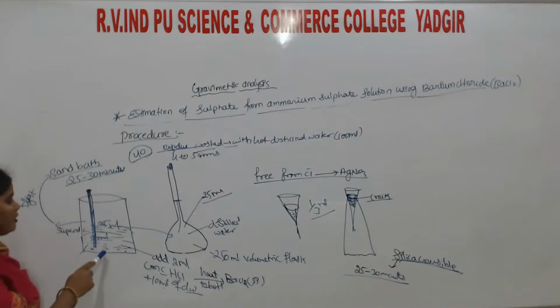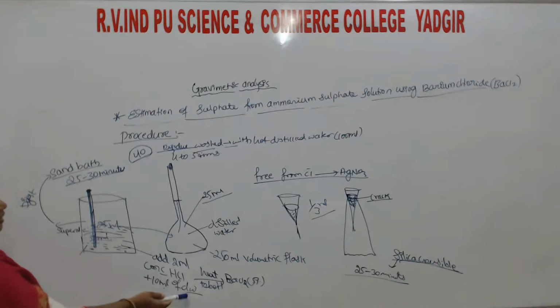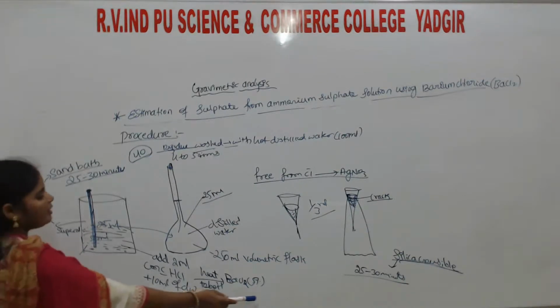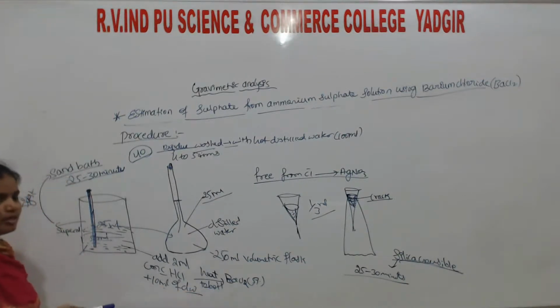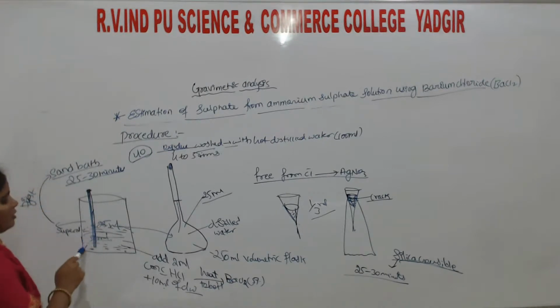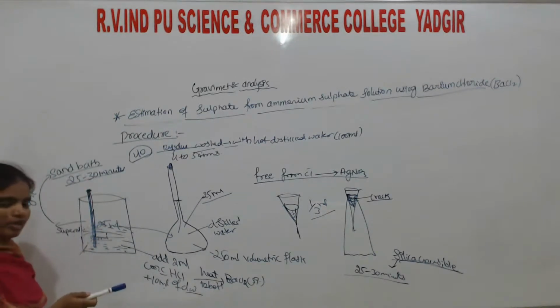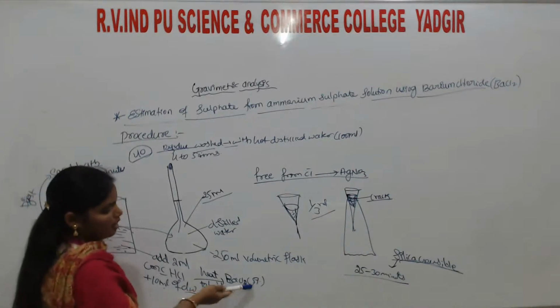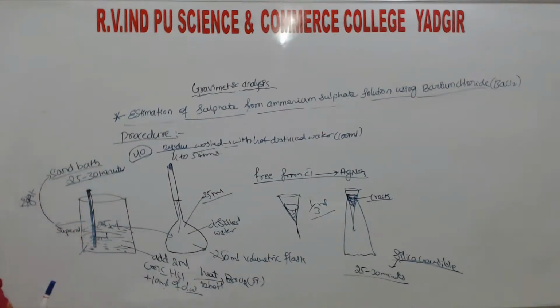is formed. After the barium sulfate precipitate is formed, you add barium chloride solution. Here the formation of barium sulfate takes place, and you take nearly 2 test tubes, and then add 2 ml of excess barium chloride solution, that is 5% barium chloride solution.